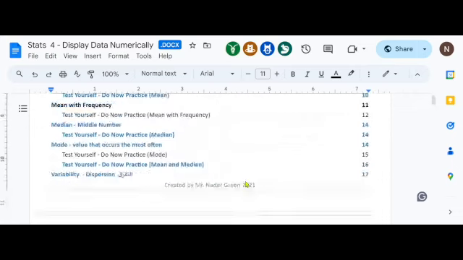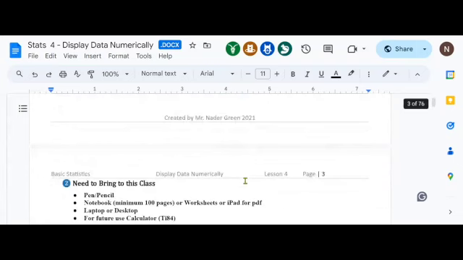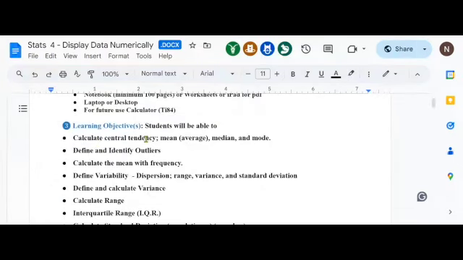Okay, so it's mainly talking about calculating central tendency. How can I measure central tendency? You measure it in 3 ways or more: mean, which is average, median, and mode. We already learned how to get all of them from previous classes. And we define and identify outliers, and we already did this last class. You remember?